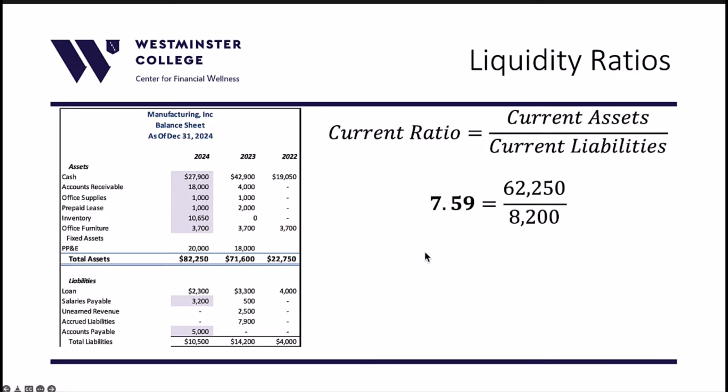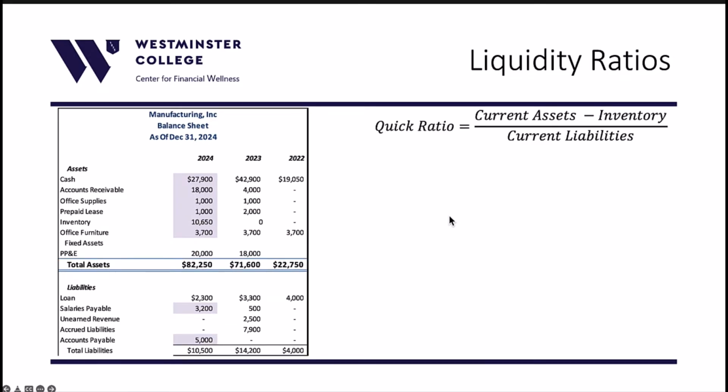So if we do that, we get this 62,250 over 8,200, and that gives us a current ratio of 7.59. Next, we'll go into our quick ratio, and as we talked about earlier, the main difference between these two is that you're taking the current assets and adjusting it for inventory. So when we do that, we get that same 62,250, adjust it for this inventory over here of 10,650, and then we divide it by that 8,200 as that's our same current liabilities. And that'll give us a quick ratio of 6.29.